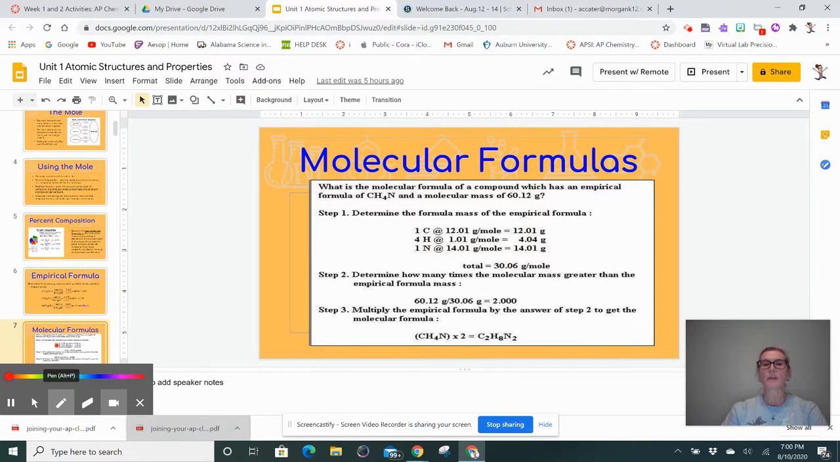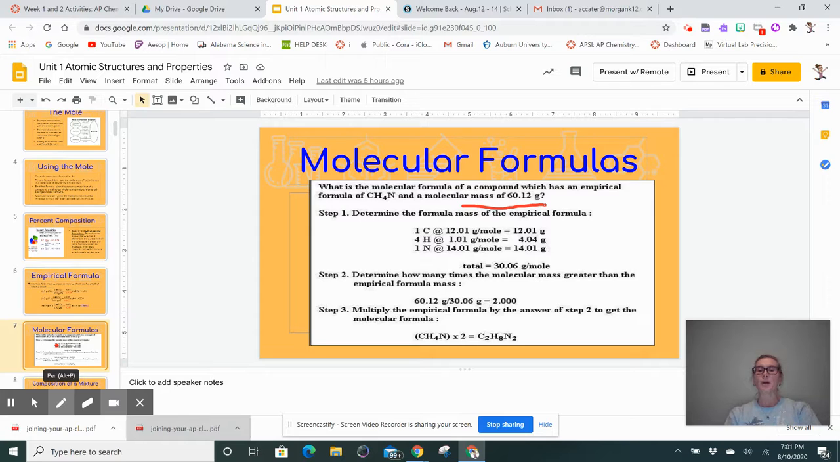All right, so in a molecular formula, we are looking for the actual number of moles or actual number of atoms in that particular compound. So it says, what's the molecular formula for a compound which has an empirical formula of CH4N? So remember, the empirical formula is the smallest whole number ratio. And what we're given is the molecular mass. We know its total number of grams for the entire compound. So we know the smallest whole number ratio, so then we can determine its molecular formula.